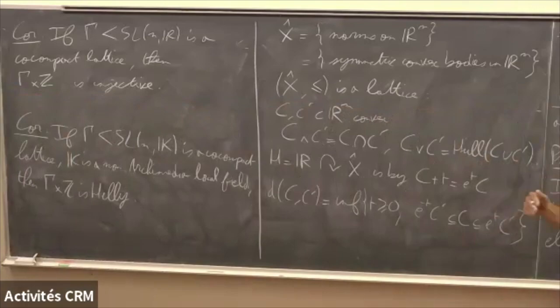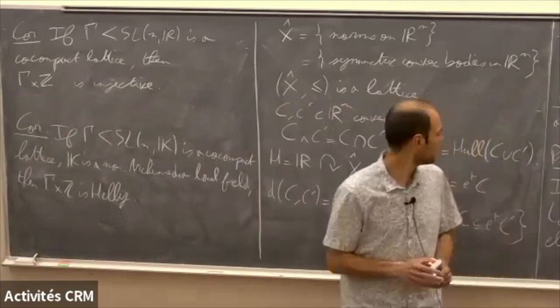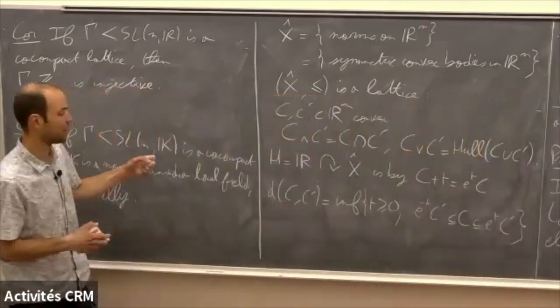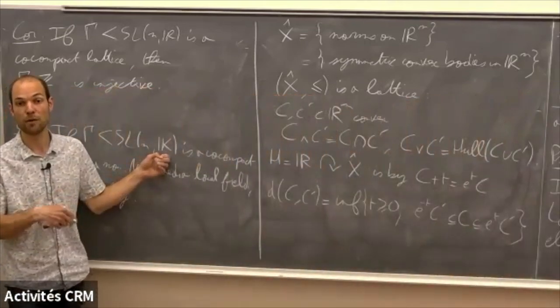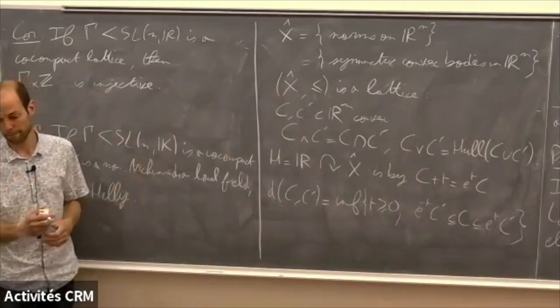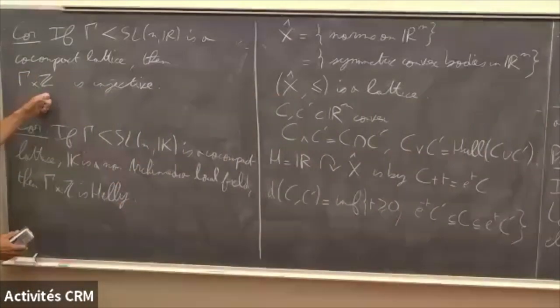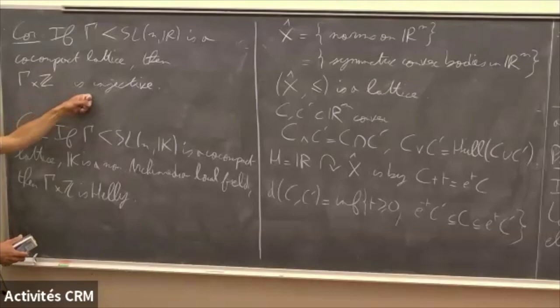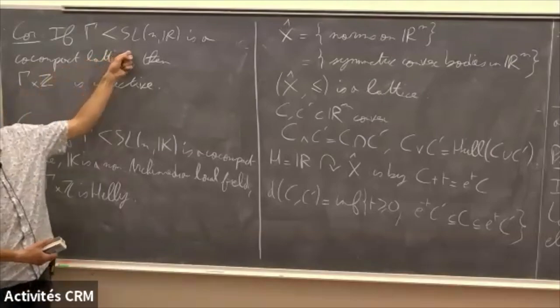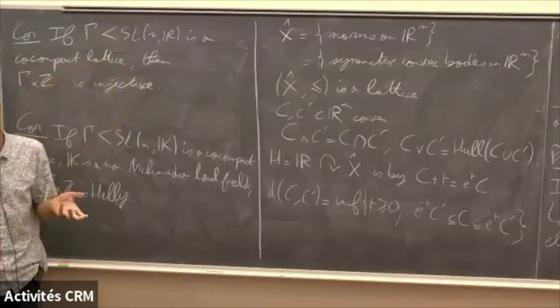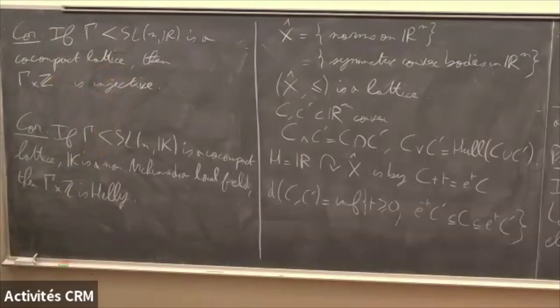You don't have to take the extension, and we don't have a nice interpretation of this space in terms of convex bodies, but rather of norms. And when you look at that, you may also wonder, what about these lattices? Are they Helly? It's open. And it's also open whether co-compact lattices in SL_N(R) are biautomatic. So we really don't know.